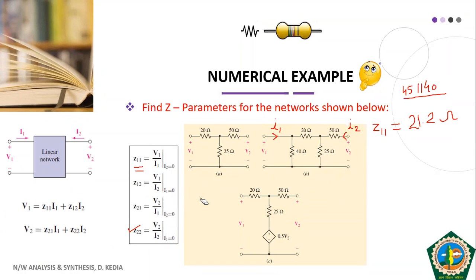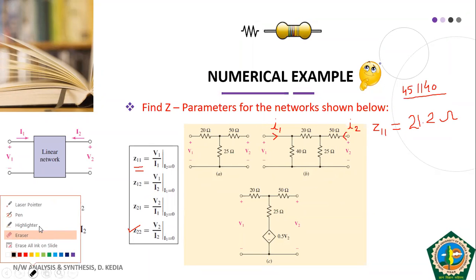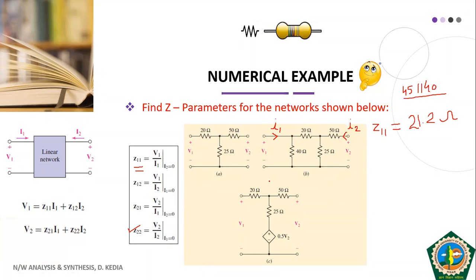So for Z22, we'll have to make I1 equal to 0. Okay. So I1 equal to 0 means there will be no current flowing here. So now we have to find out the equivalent resistance for this portion of the network. So your Z22 will be equal to V2 upon I2. V2 is this one, I2 is going inside. So we have to find the equivalent resistance of this.